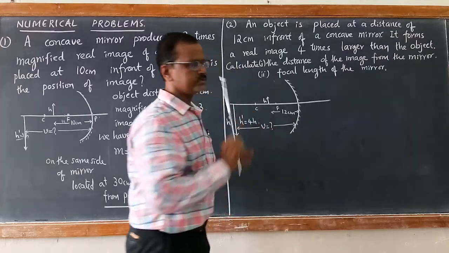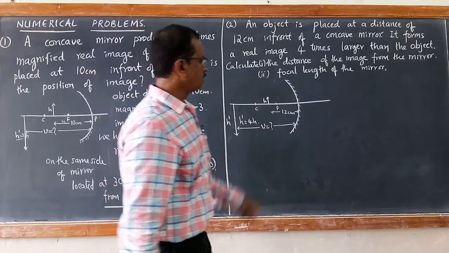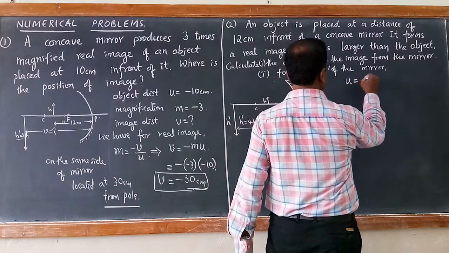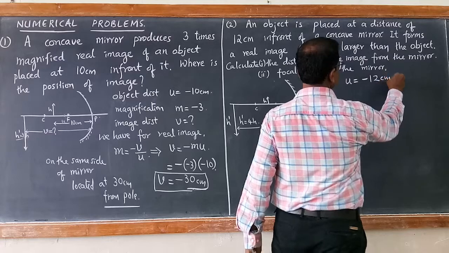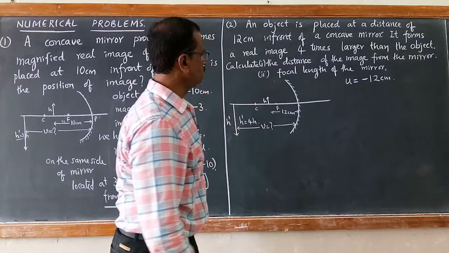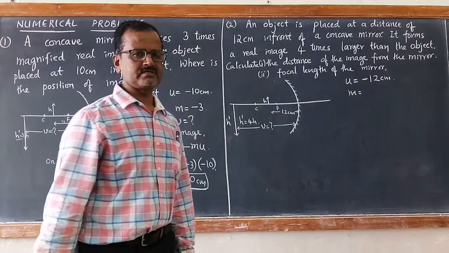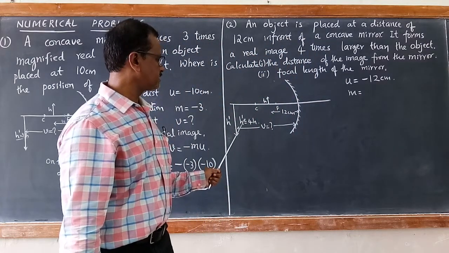So this is a visualization. Then write the given things. What are the given things? Object distance U is equal to minus 12 cm. Magnification is 4 times.